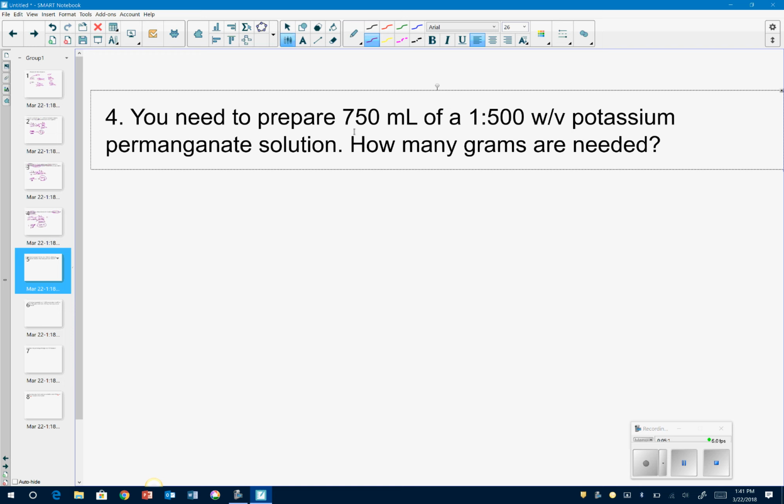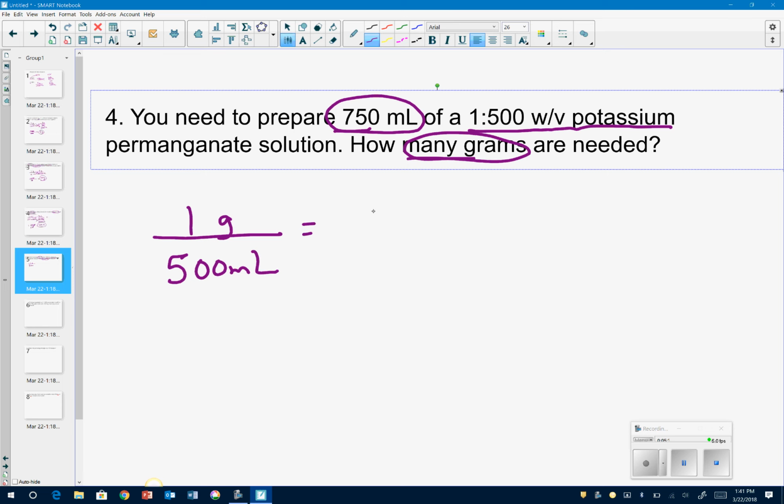Number 4, you need to prepare 750 milliliters of a 1 to 500 weight in volume potassium solution. How many grams are needed? Okay, so you have 1 gram over 500 milliliters, and you're asking for X grams, so that's going to go on top, over 750 milliliters. Our units are the same on top, the units are the same on the bottom. So then we cross multiply. Whatever you multiply the X by goes on the bottom.